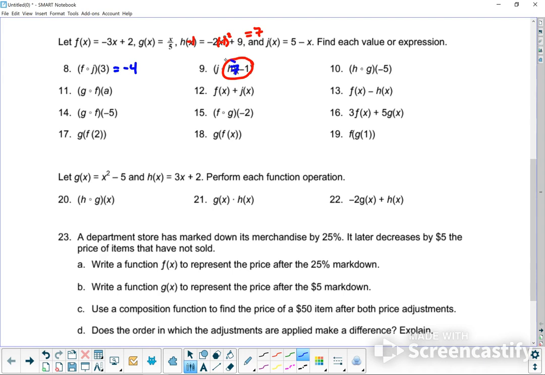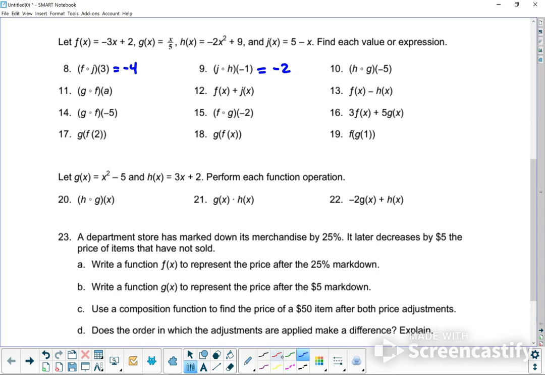Now I've got to look at j of 7. So here's j, and I'm going to put 7 in here. So j of 7 is 5 minus 7, which is negative 2. Okay. You just kind of work it out.